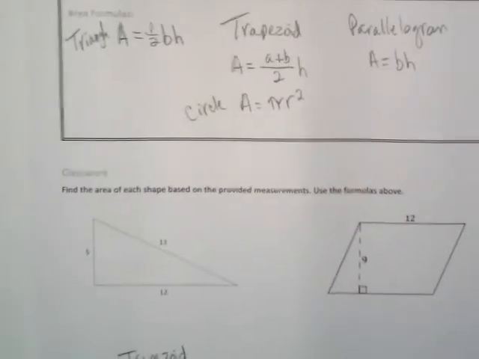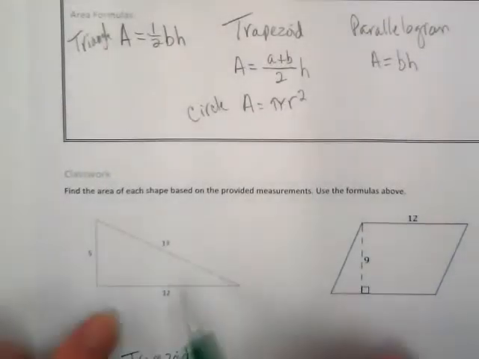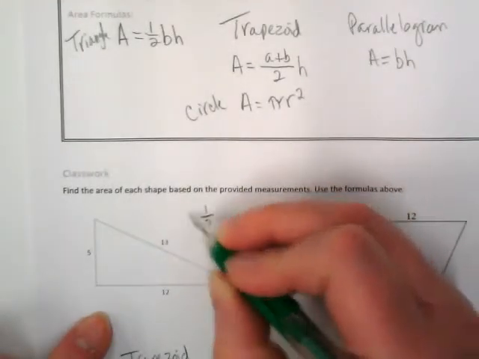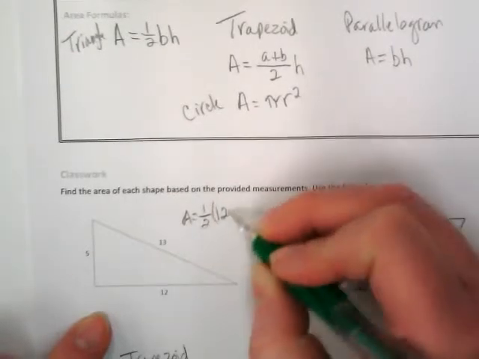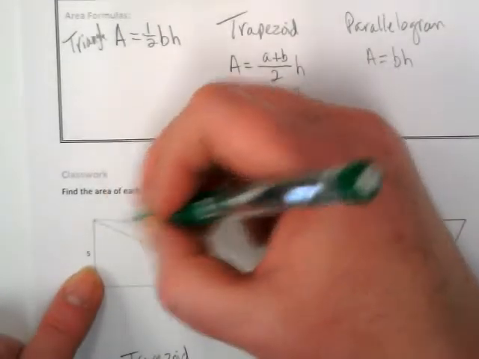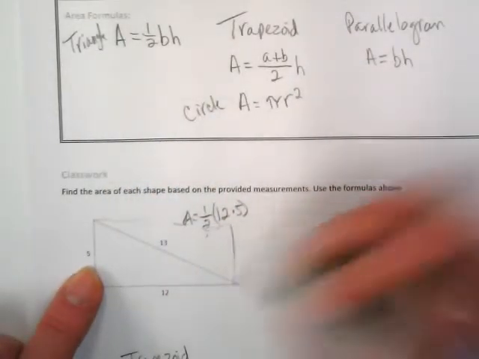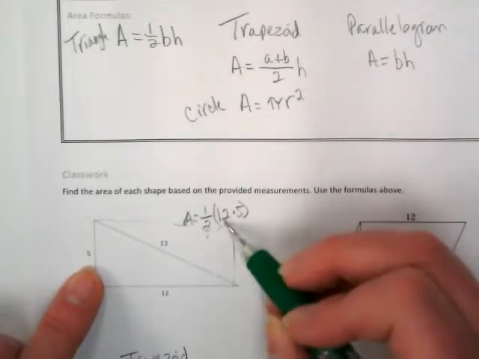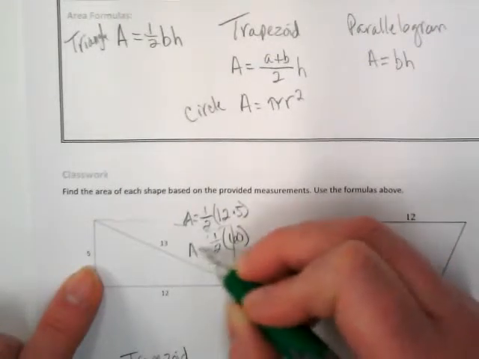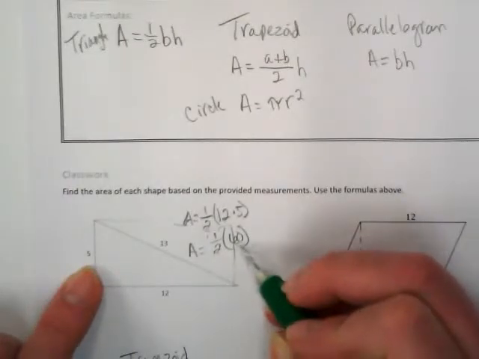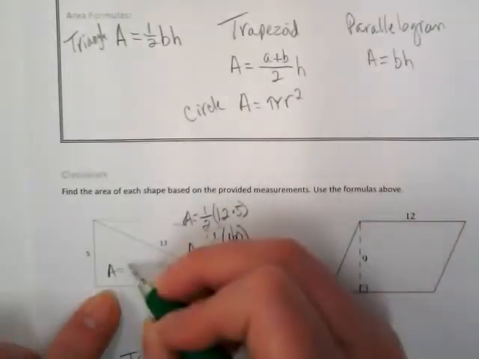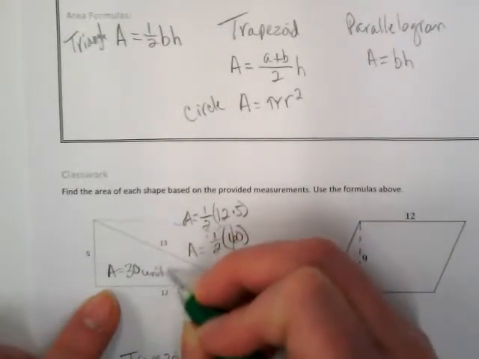So let's take a look at the first figure. To find the area of a triangle, we're going to do 1/2 the base times the height. Well, the base here is 12. And the height is 5. So here's the 1/2, because if this was a rectangle, we would just do length times width. But a triangle is half of a rectangle, that's why we're going to divide it by 2. 12 times 5 is 60, and we're still multiplying that times 1/2. And if I multiply 1/2, it's the same as dividing by 2, because 1 times 60 is 60 divided by 2. The area of this is 30 units squared.